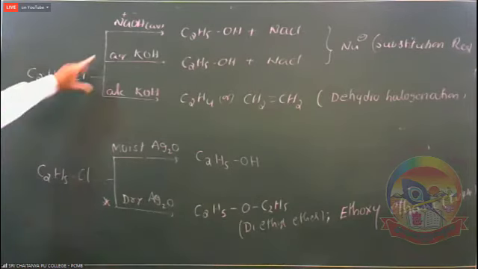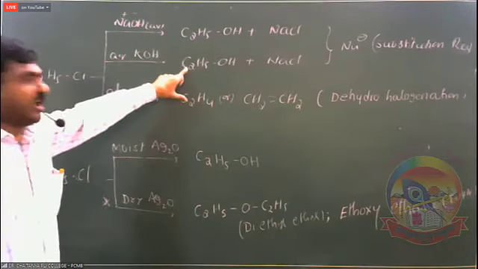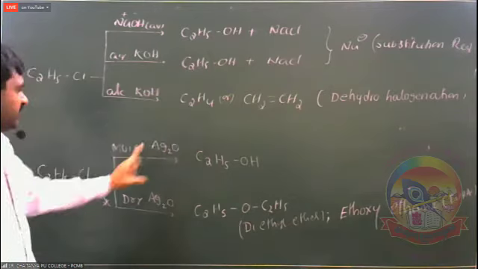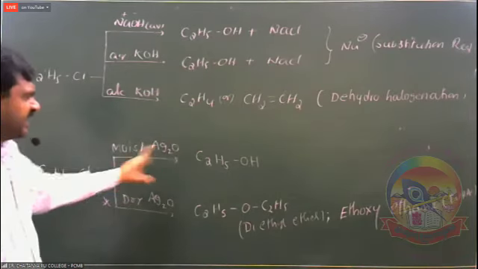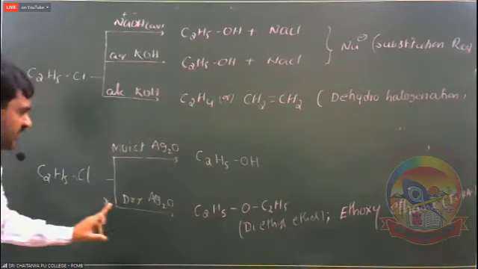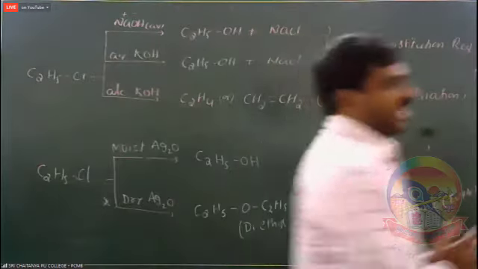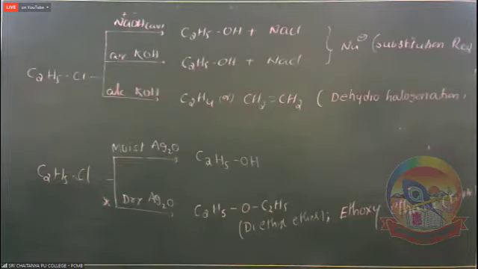So ethyl chloride with aqueous KOH gives ethyl alcohol. With alcoholic KOH, ethylene is formed. With moist silver oxide, ethyl alcohol. With dry silver oxide, diethyl ether. So the IUPAC name of diethyl ether is ethoxyethane.